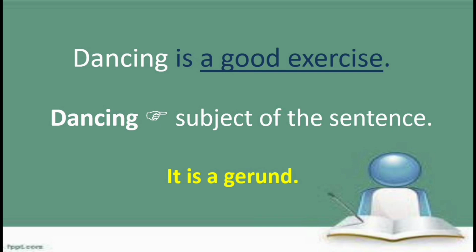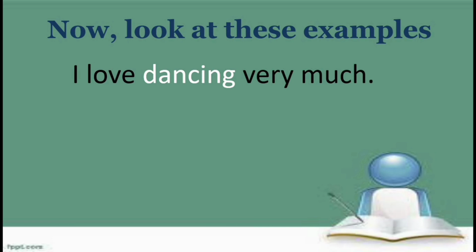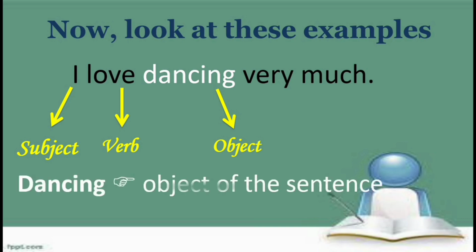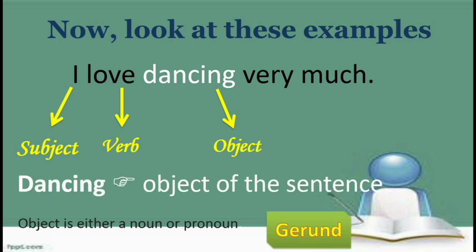Now look at these examples. I love dancing very much. In this sentence, I is the subject, love is the verb, and dancing is the object of the sentence. Object is either a noun or pronoun, so dancing is a gerund as the object of the sentence.